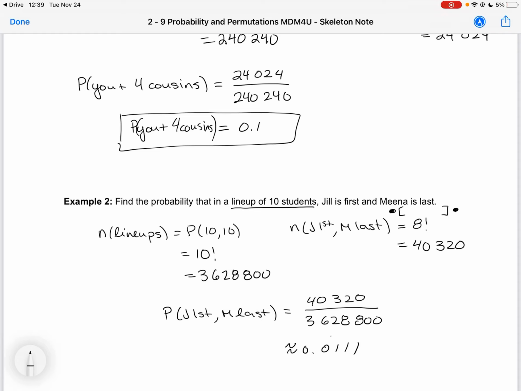So when you're using permutations or combinations, it's important to consider whether your order matters or whether it doesn't. If your order matters, then you need to use permutations. If your order doesn't matter, as in a card hand, then you can use combinations.